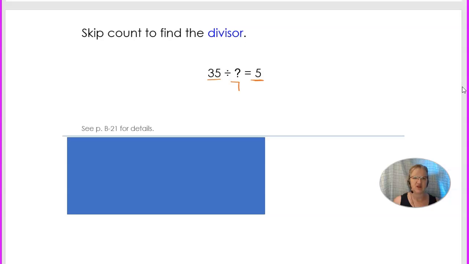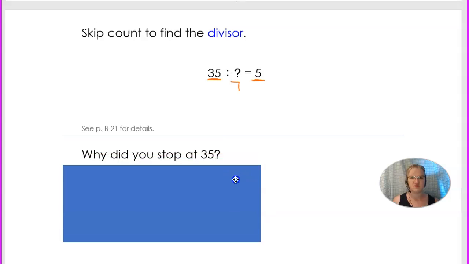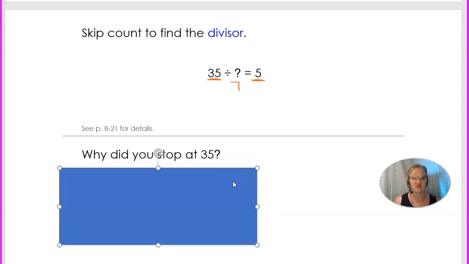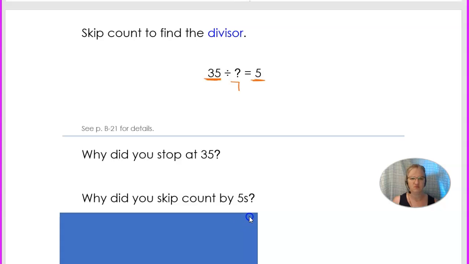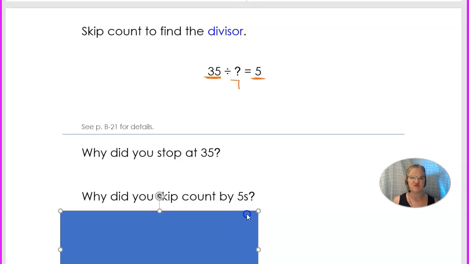The number we divide by is the divisor. The dividend is the number that's being divided, and the quotient is the answer. So why did we stop at 35? Because that's the total amount that we have here, right? That's the number that the dividend is, the number that we are dividing, putting into groups. And why did we skip count by 5s? Because that's what our quotient is. Those are the two numbers that were given, so that's what we have to work with.